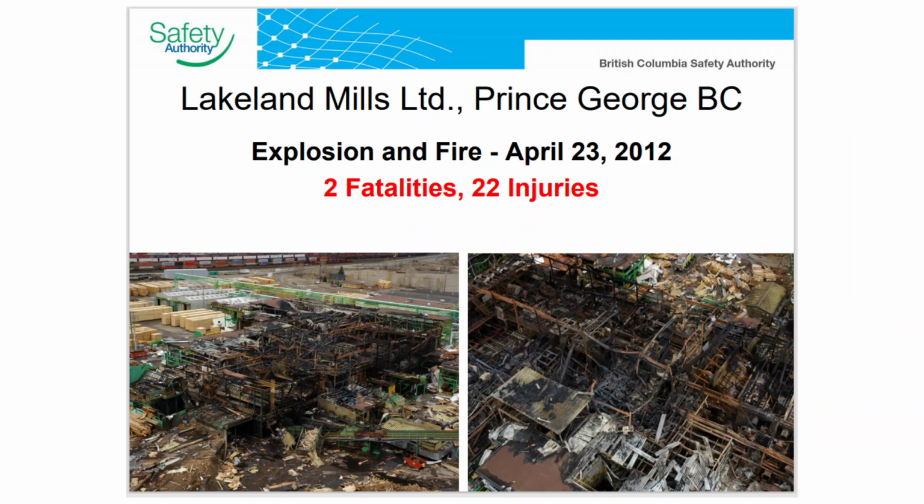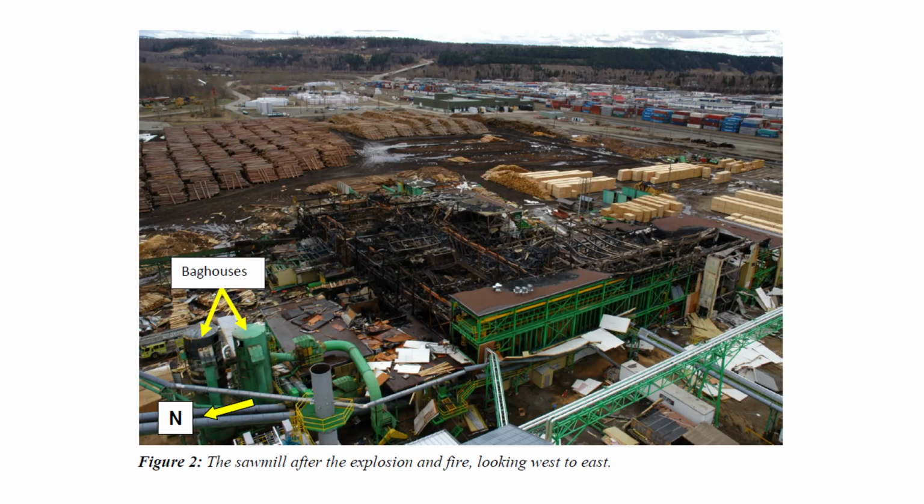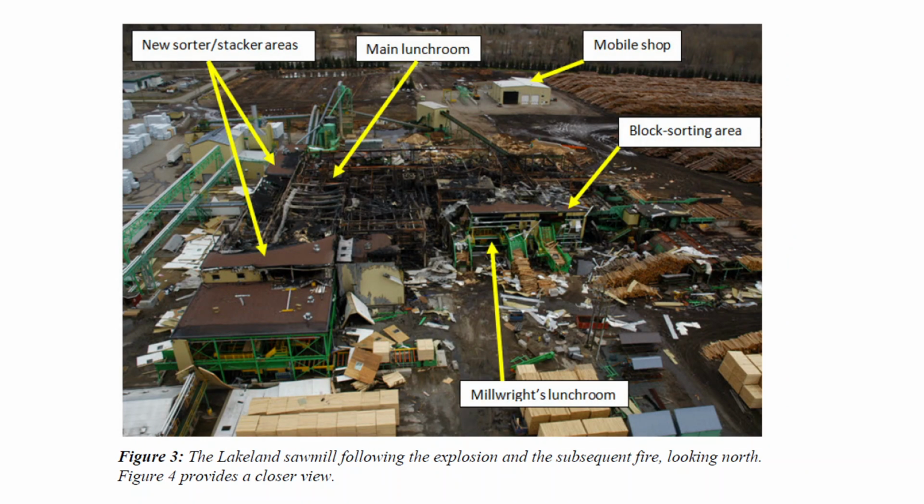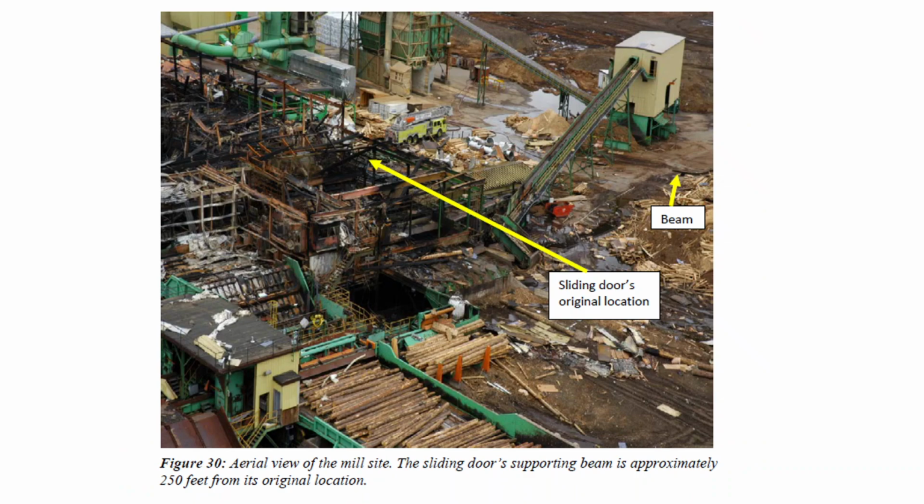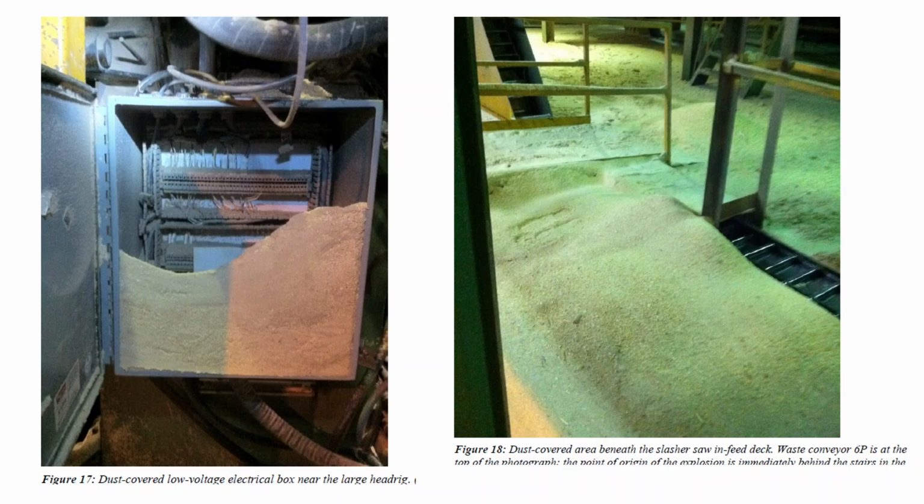The second fatality or explosion took place on April 23rd. This was at the Lakeland Mills Prince George sawmill. Again, 2 fatalities, 22 injuries. This one had the same sort of footprint of destruction we can see here. And these photos are all again taken from the investigation which took place after. We can see that everything has been ripped apart, and some of the photos here that I'm now showing are actually from an OHS inspection months prior.